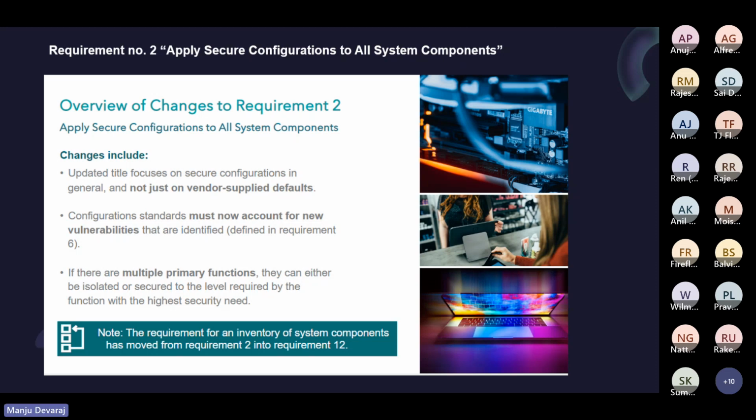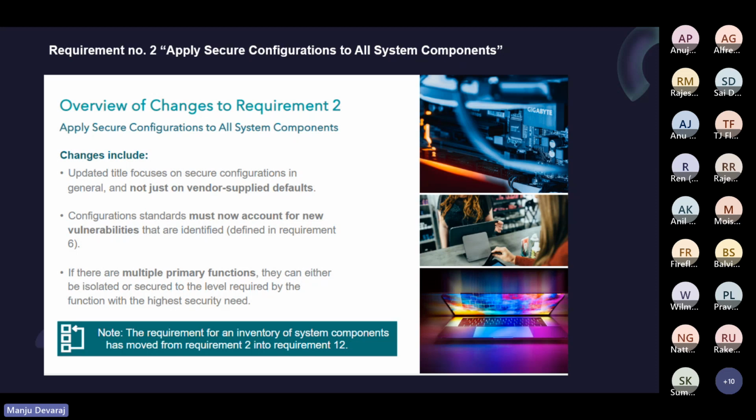Now, there was a requirement which was talking about primary function, that there should not be any conflicting functions in the same system. There should not be multiple primary functions. Now they have explicitly clarified that. In case there are multiple primary functions, there should be enough isolation and segregation to the level that their security is not compromised, the security is at the highest level and the functions don't get compromised. So that part of the clarification has been provided.